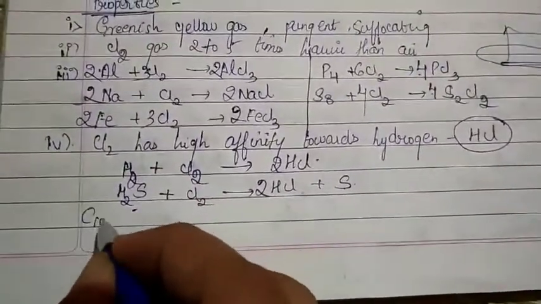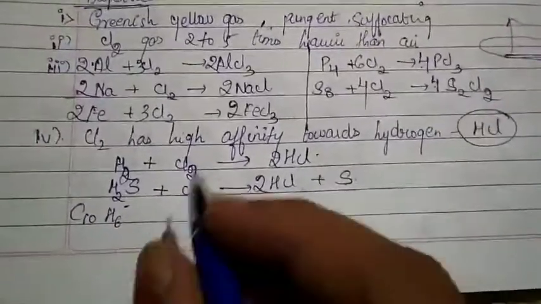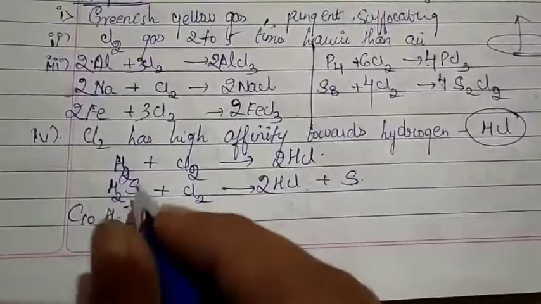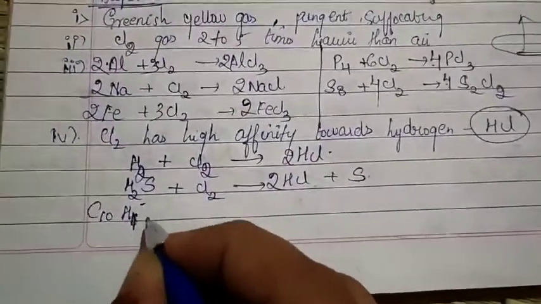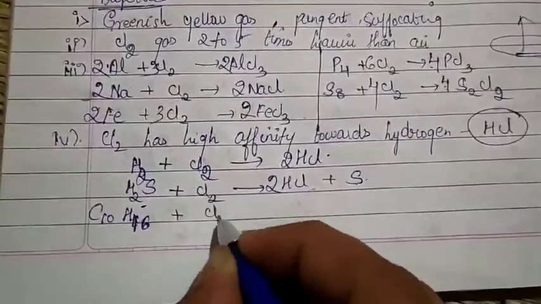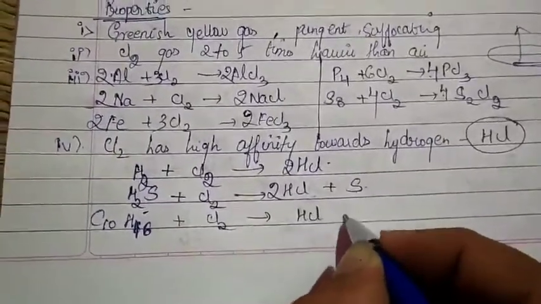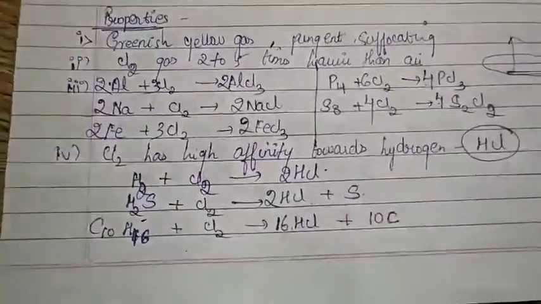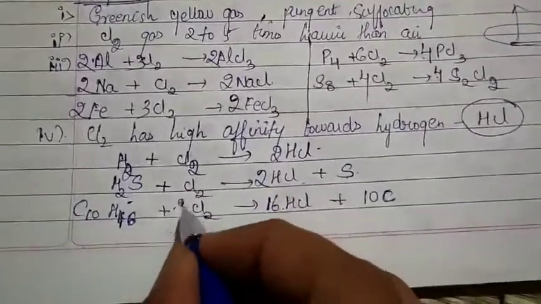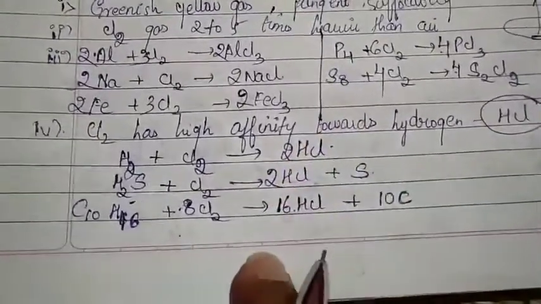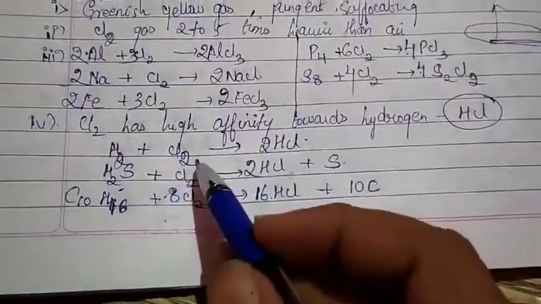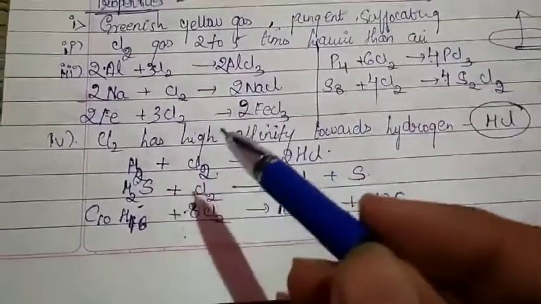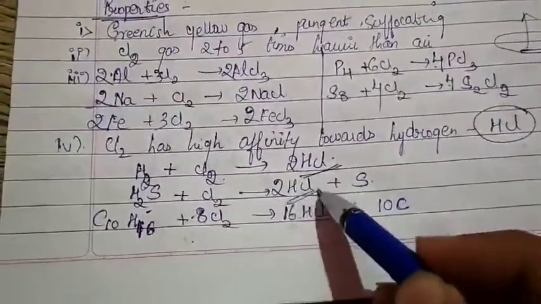Similarly, when you treat CnH2n plus 2, C10H16 with Cl2, you are going to get HCl plus 10 carbon. In case you have to balance this, you get 16HCl and over here 8Cl2. So in all these cases, you could see that whenever chlorine has a tendency to react with any source of hydrogen, it always forms an important product, that is hydrogen chloride.